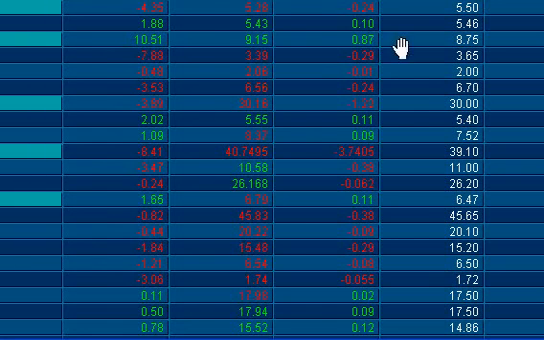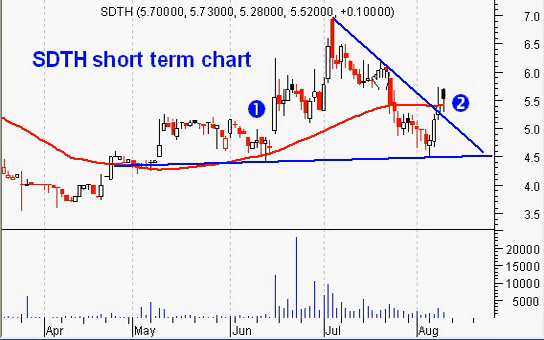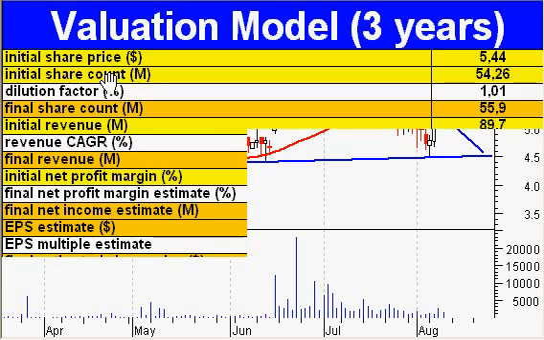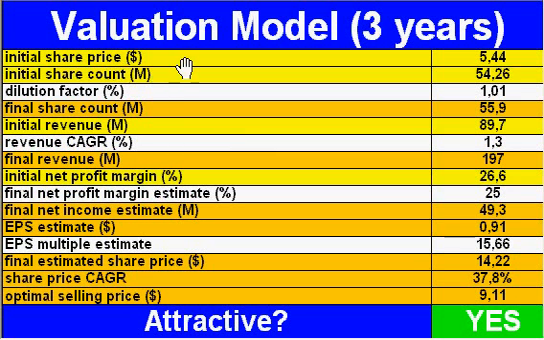Okay. As for the fundamentals, I heard the conference call didn't get much because it was in Chinese and translation didn't go very well. And well, I made some estimates. Here's my evaluation model. We have here the initial share price, which is $5.44, the current share price. The share count stands at 54.26 million, and it has remained exactly the same since the year ago level. So this is a good thing.